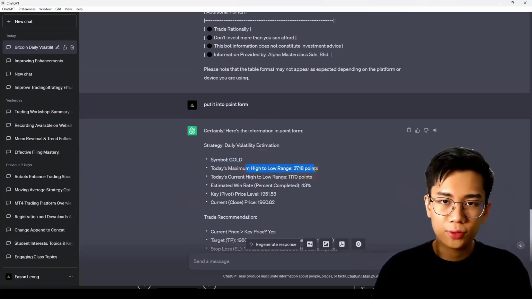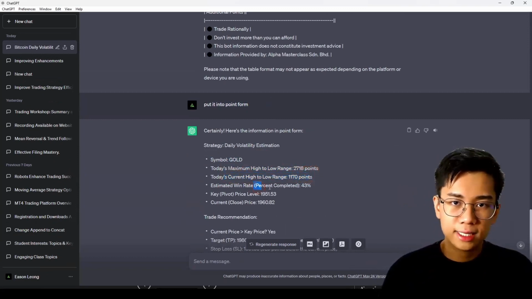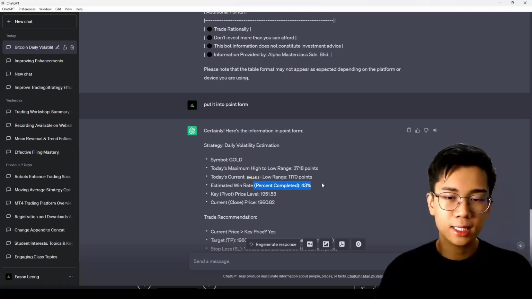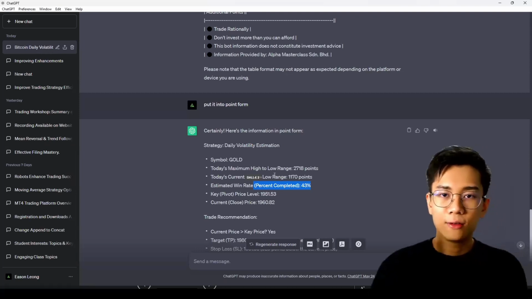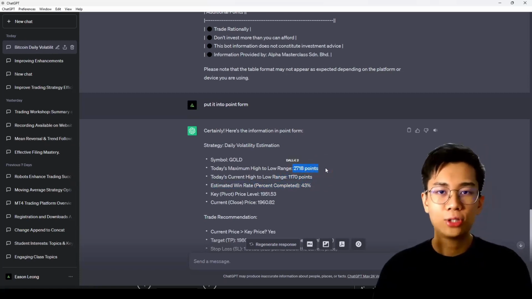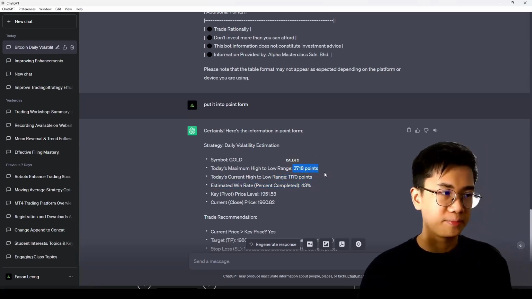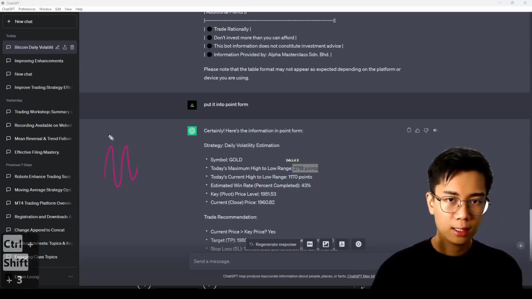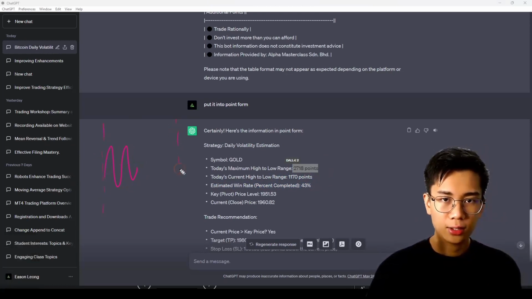The maximum high to look for today is 2718. Current volatility is 1170. Estimated win rate is 43%. What does this win rate stand for? It means that moving from here to here, there is a 43% chance of succeeding. Right now, the gold market is only moving today, from here until here.